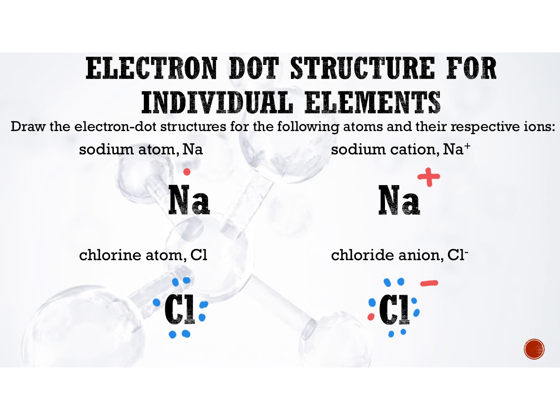Notice that the number gained is the charge that the ion has. And it's the same way with the cations: the number lost is the number on the charge for the cation.